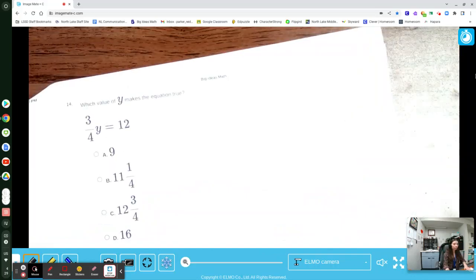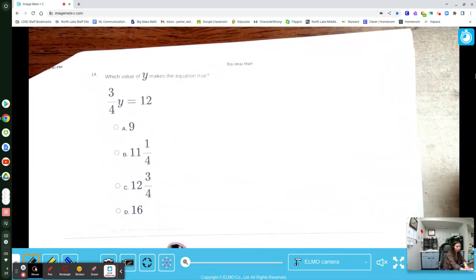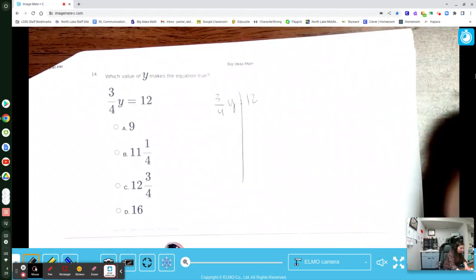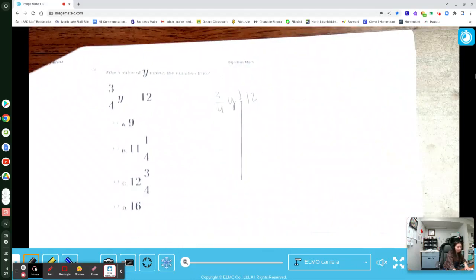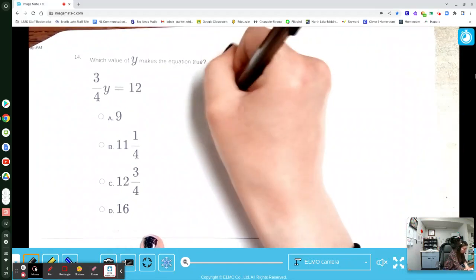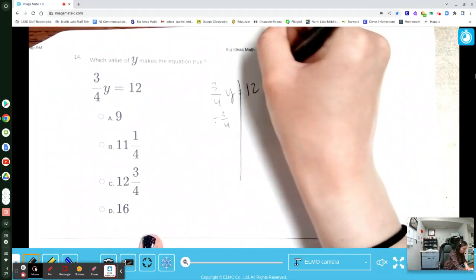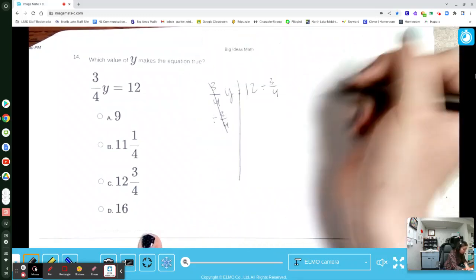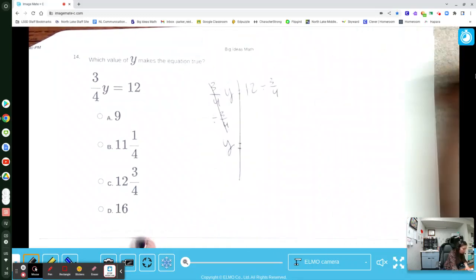And then number 14, which value of y makes the equation true? So I'm going to first draw a line through my equal sign. And I want to get y by itself right now. Y is being multiplied by 3/4. So I'm going to do the opposite. I'm going to divide it by 3/4. Then I'm going to do the same on the other side. Times 3/4 divided by 3/4 undo each other, just leaving y left over.